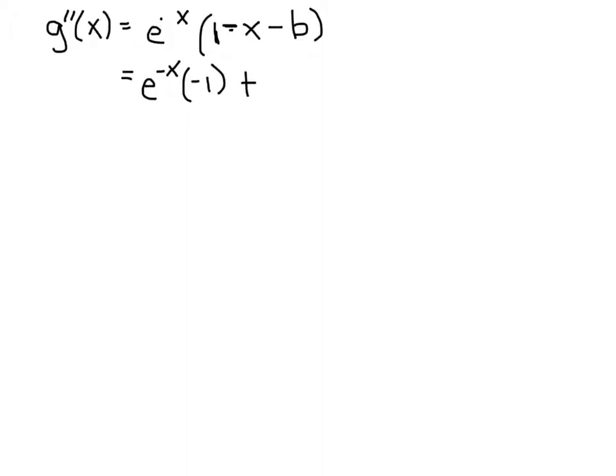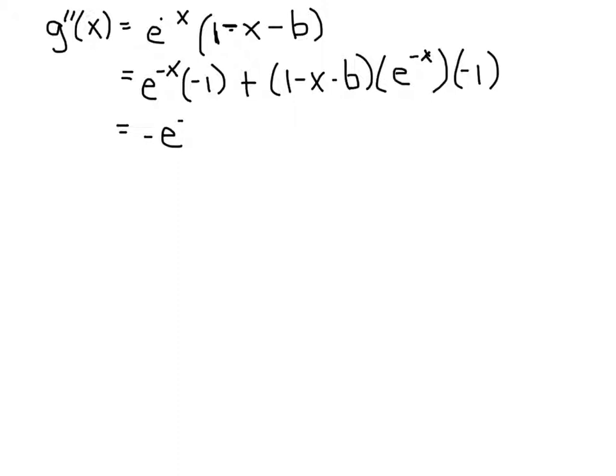Now, I'm going to add that. Now, the second term stays the same, and I take the derivative of the first term. So e to the negative x will just be itself, and then times the derivative of its exponent, which is a negative 1. So I'm going to clean this up a little bit. So I get negative e to the negative x, and then minus e to the negative x times 1 minus x minus b. And again, we see that we have a negative e to the negative x in common.